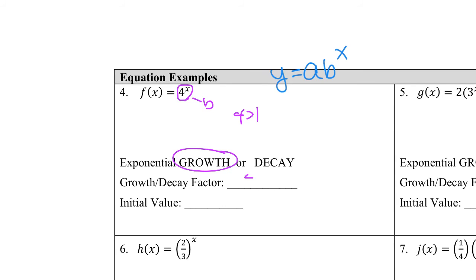So the growth or decay factor is a 4. Now, the initial value is this a piece that's multiplied to b. I don't see a number multiplied to b, but you have to remember there's always a 1 multiplied to stuff. We just don't write it. So if you don't see an initial value, it's always a 1.